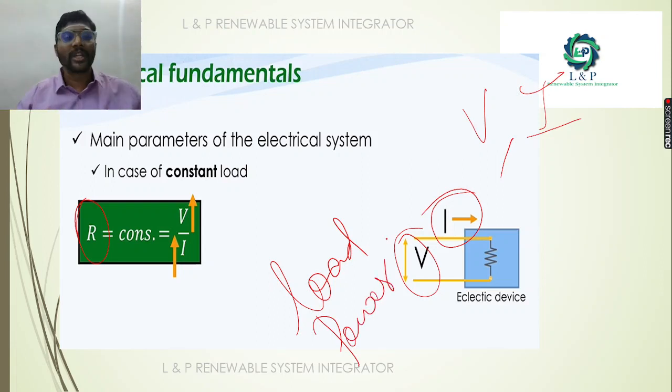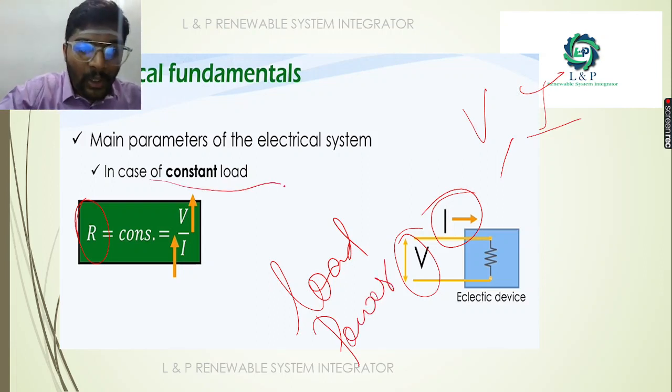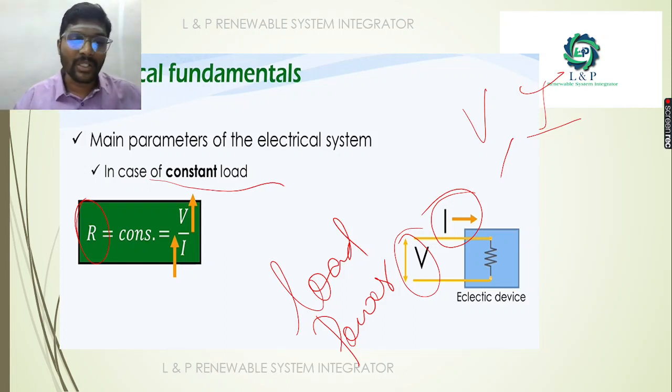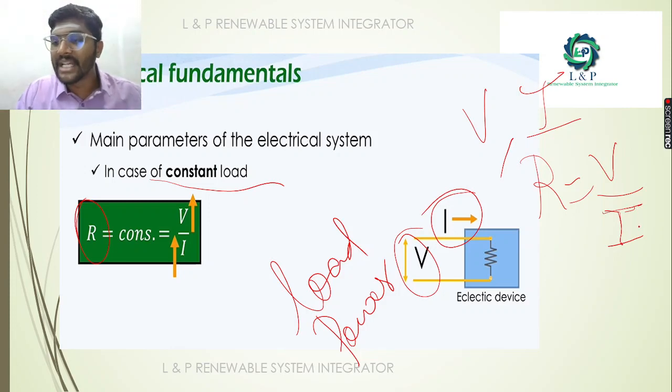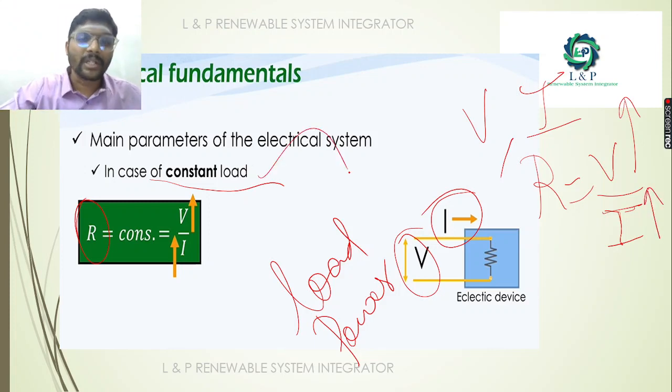Here, consider a situation where we have a constant load. So what will happen during the constant load? We already know it: R is equal to V by I. R is the resistance, V is the voltage, and I is the current. It means that if the voltage increases, the current will also increase when there is a constant load condition.